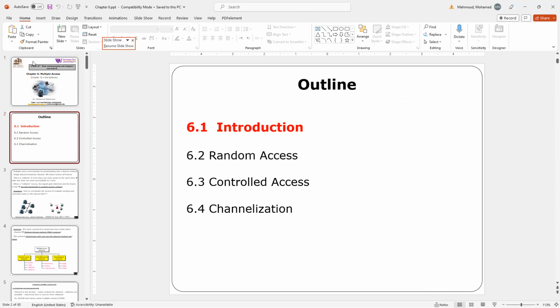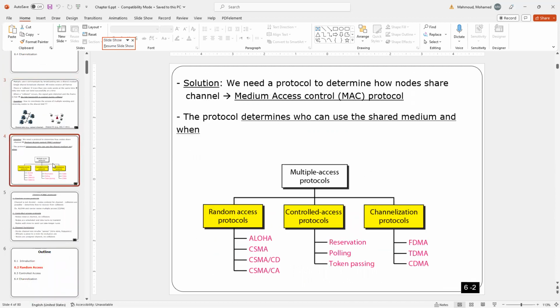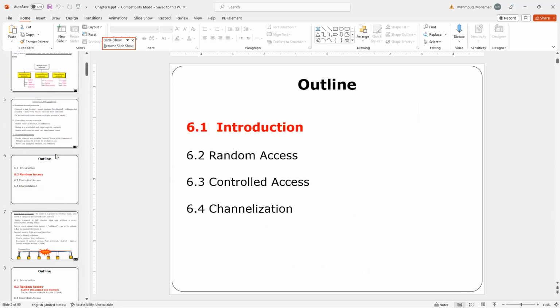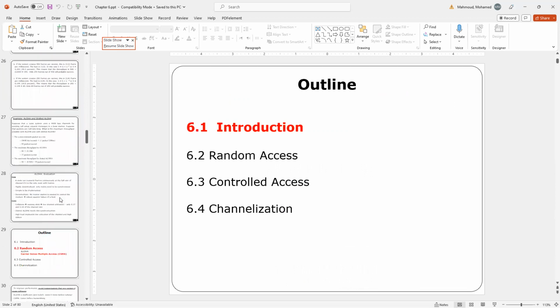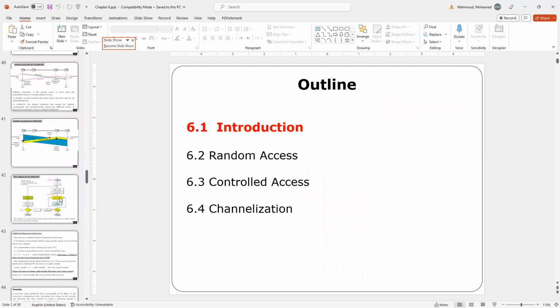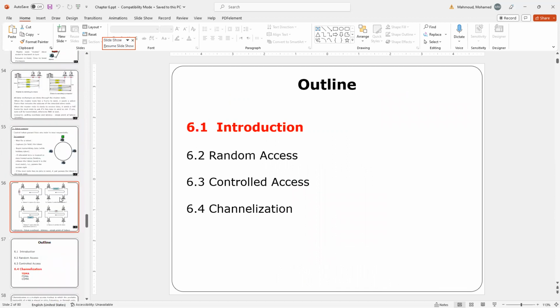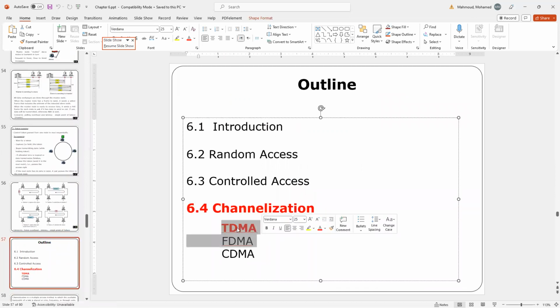For the second one here, medium access control, again, all numerical examples are important. Maybe there is something here I can cancel. For example, time division multiplexing, we don't need them. We are only going to need CDMA. So for channelization, only focus on CDMA.